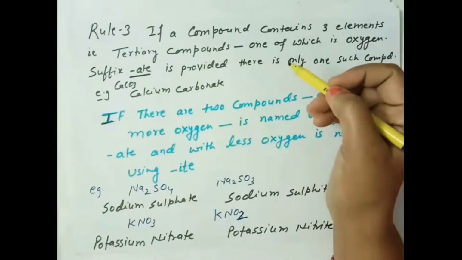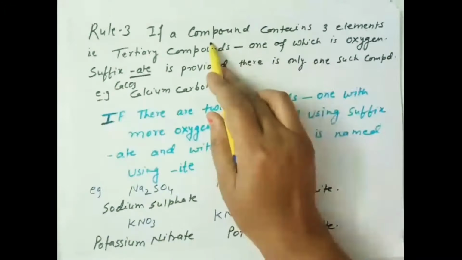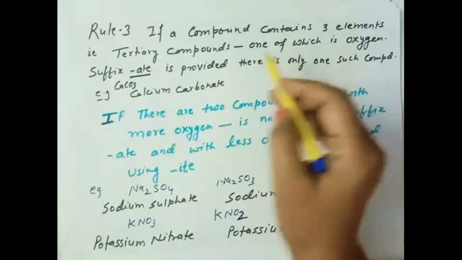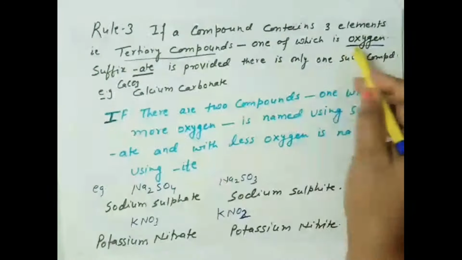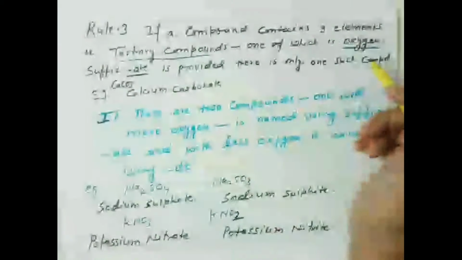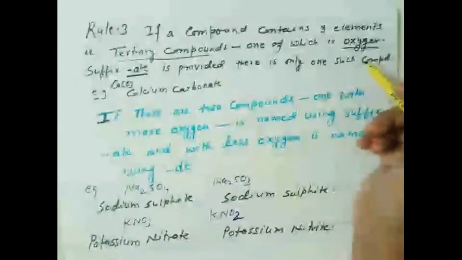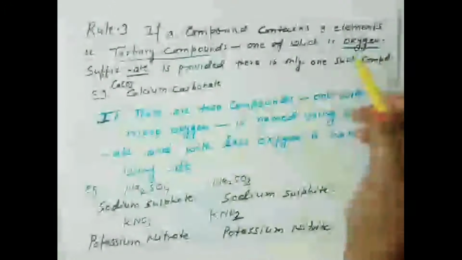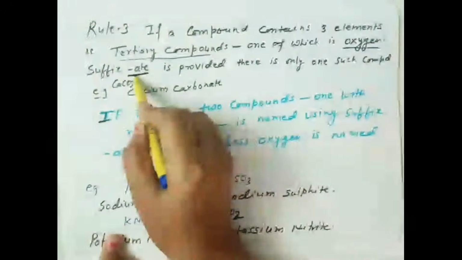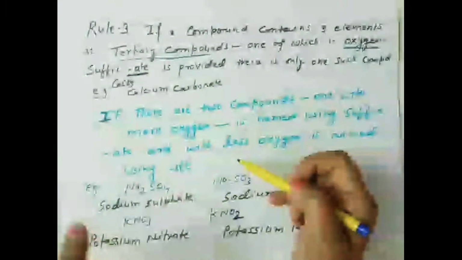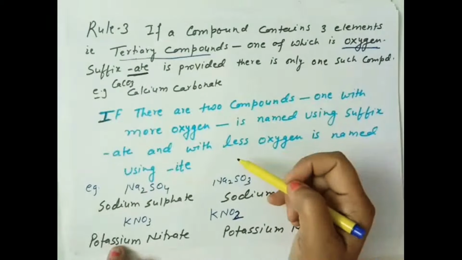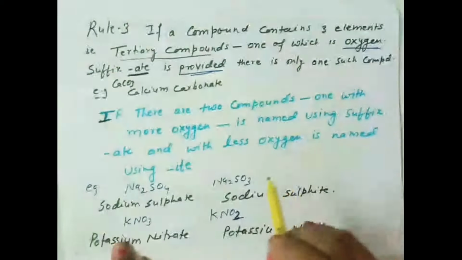If a compound contains 3 elements, that is, we are talking about tertiary compounds, one of which is oxygen. The compound is made up of 3 elements, and out of those 3 elements, one of the elements is essentially oxygen. Then we have to use suffix ATE. At the end of the naming of the compound, what do we have to add? Suffix ATE is provided if there is only 1.